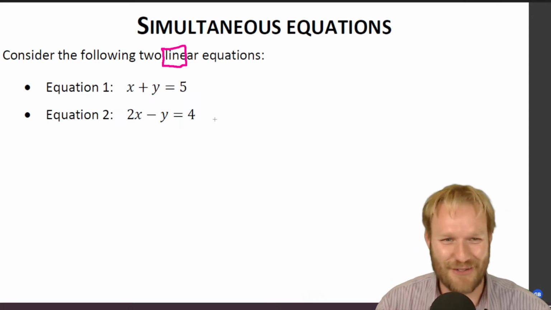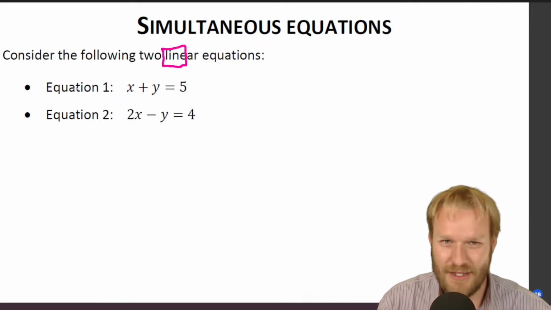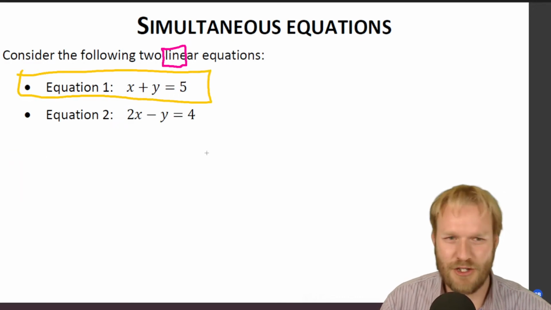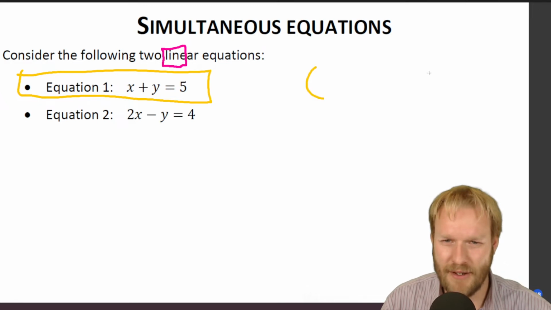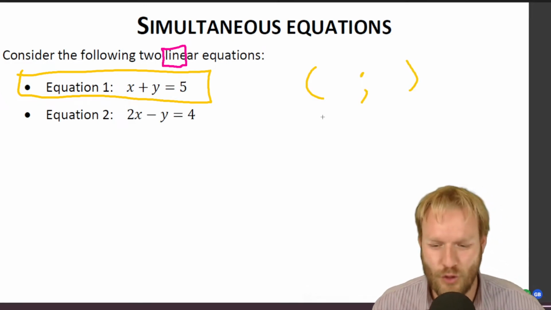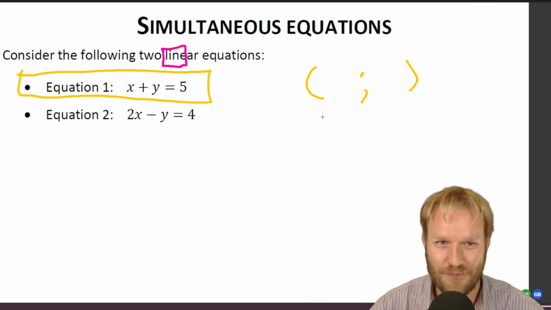So, let's go for it. For simultaneous equations, let's just look at each equation by itself. I'm going to consider equation 1 by itself, and I'll ask you, give me a coordinate pair. In other words, an x and a y that is true for that equation.